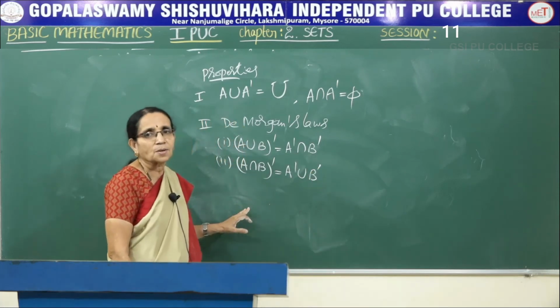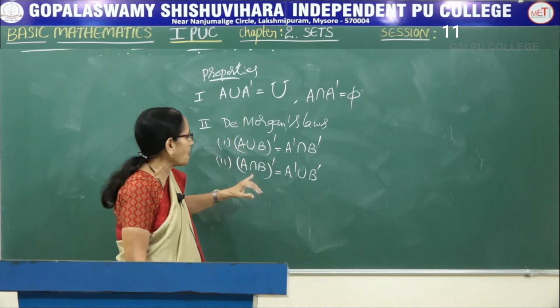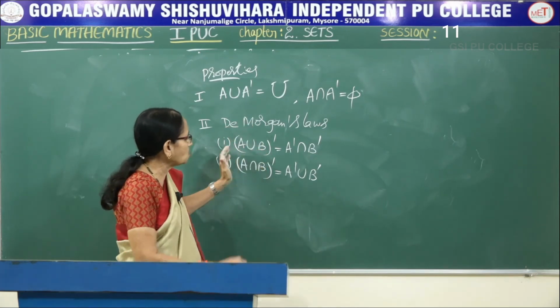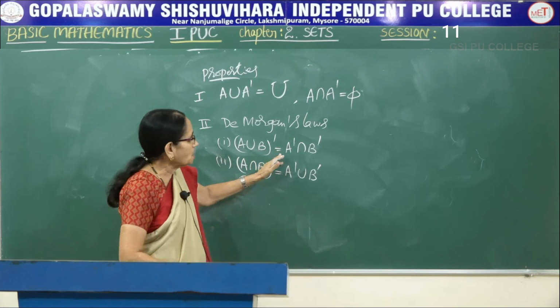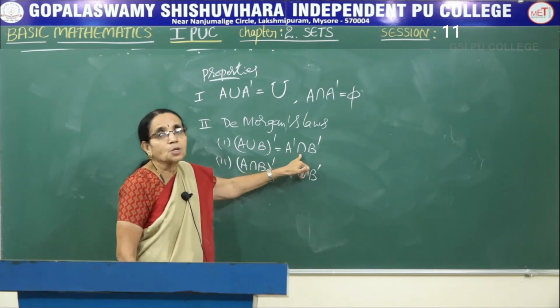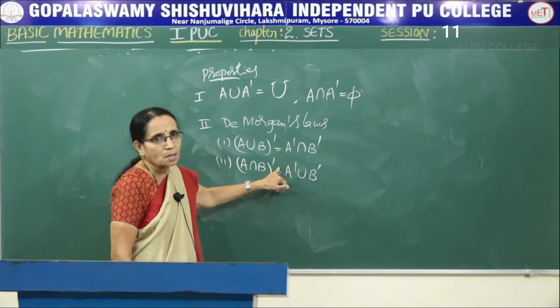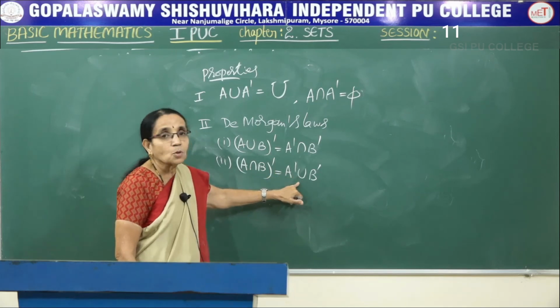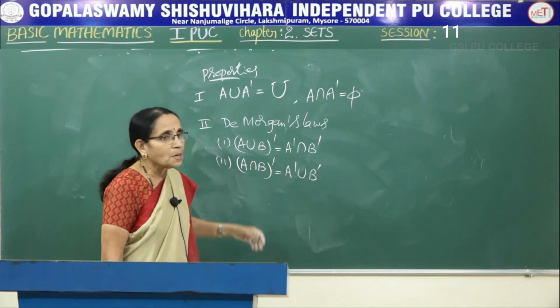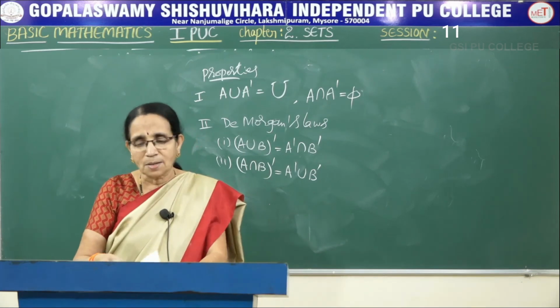These two are called De Morgan's laws. It's an important result on the complement. So first we take the union of the two sets and take the complement. It would be equal to the intersection of the individual complements. Here we have taken the intersection, then the complement. It would be equal to the union of the complements of the two sets. So these two are called De Morgan's laws.